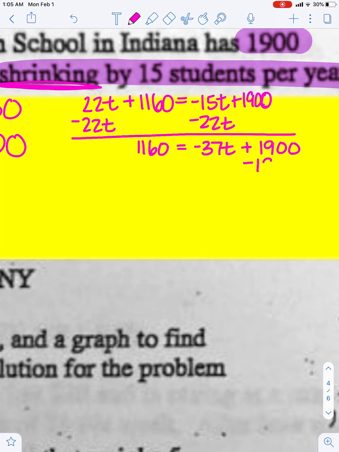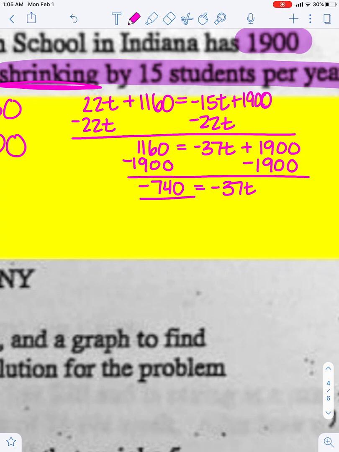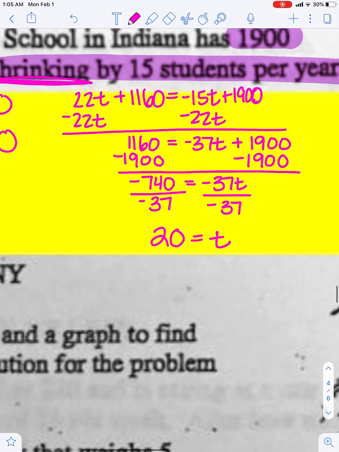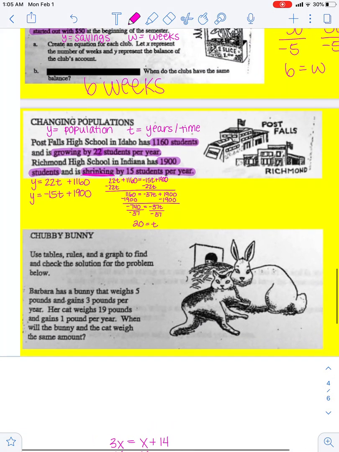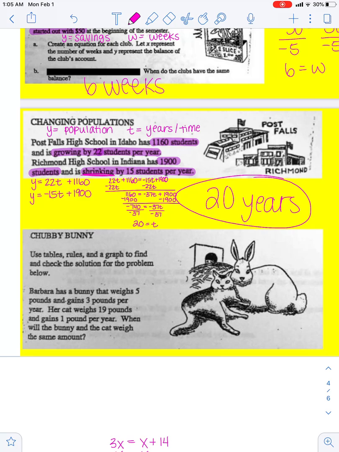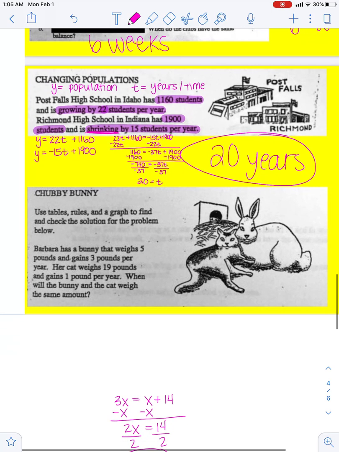From here, I'm going to subtract 1,900 from both sides. And that is going to give me negative 740 is equal to negative 37T. So I'm going to divide by negative 37 on both sides. And this will give me 20 is equal to T. So 20 years is when they will have the same population.